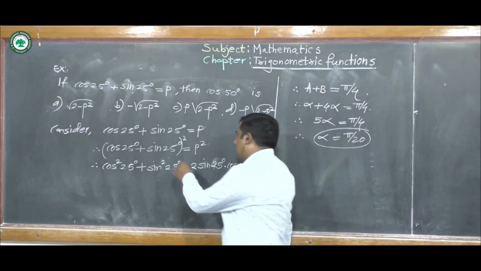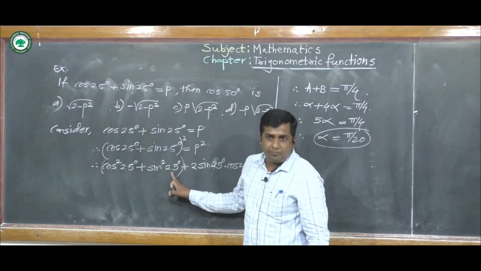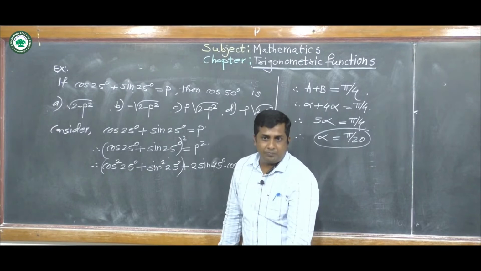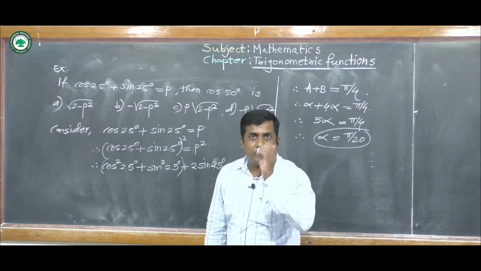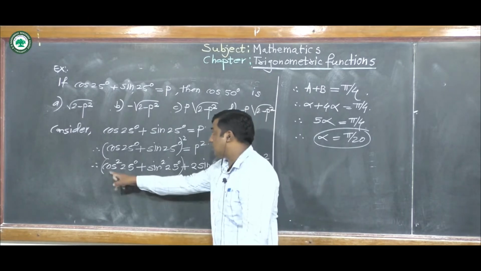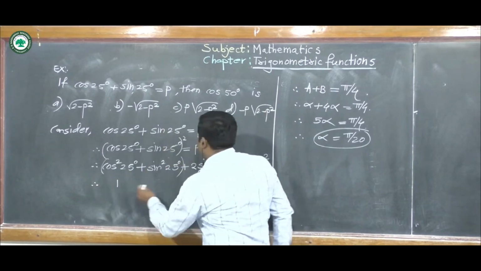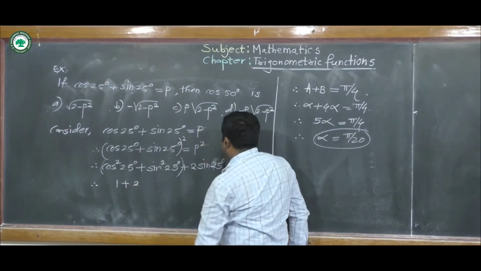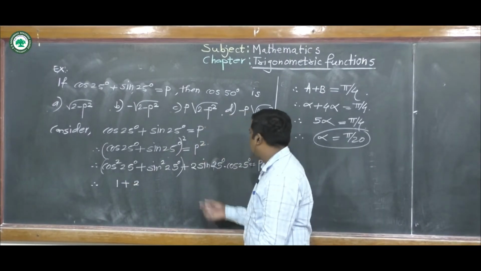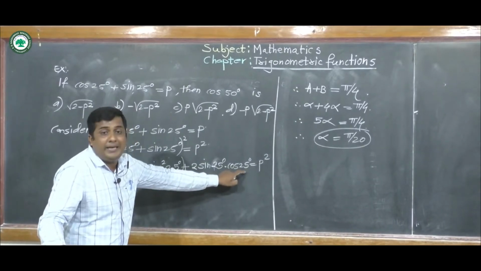Now we know cos square 25 degree plus sine square 25 degree. For this we know our identity: sine square theta plus cos square theta is equal to 1. Similarly, cos square 25 degree plus sine square 25 degree is also 1, plus 2 into. Now remember, 2 sine 25 degree into cos of 25 degree is given.